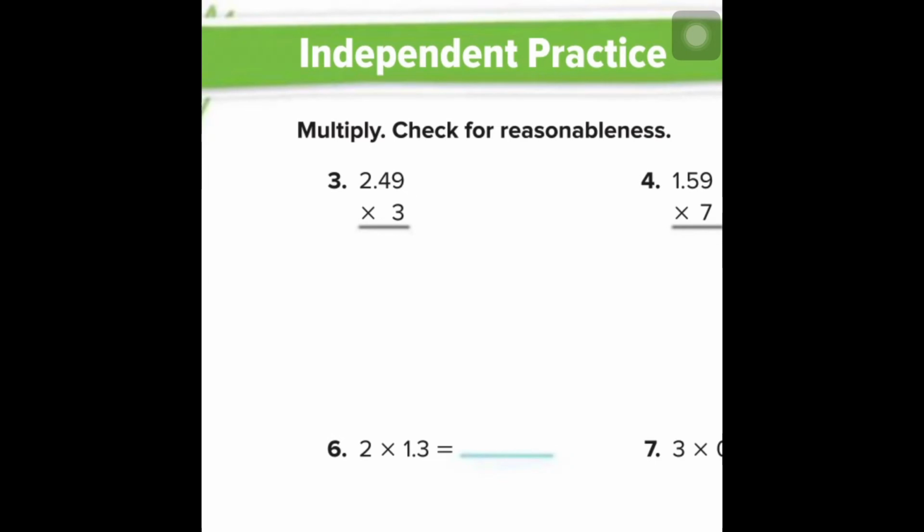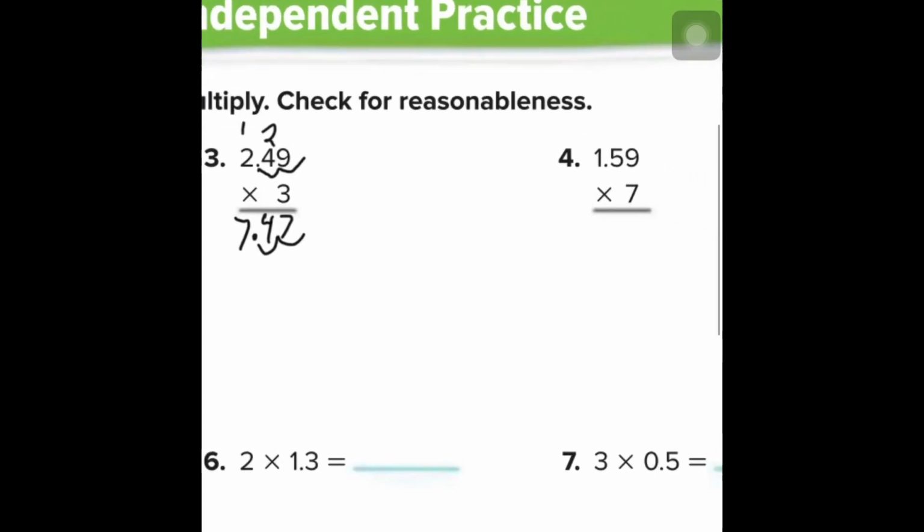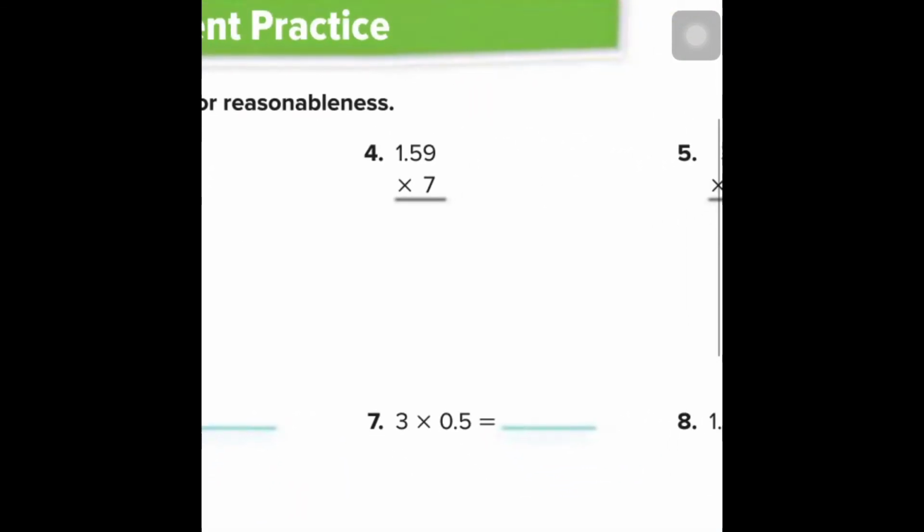Multiply, check for reasonableness. So let's check it out. 3 times 9 is 27. 3 times 4 is 12, 13, 14. 3 times 2 is 6, plus 1 more is 7. And then we have 2 spaces before the decimal. So we're going to do 2 upside down rainbows. 2 spaces for the decimal. So that's where our decimal is going to go right there.